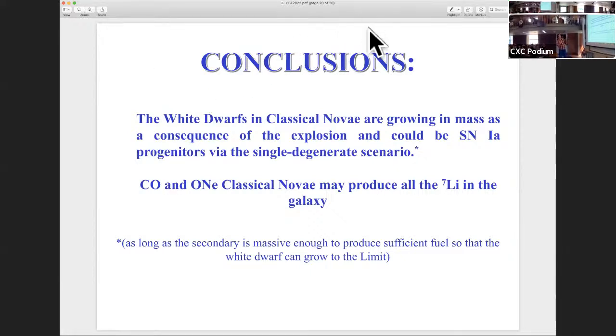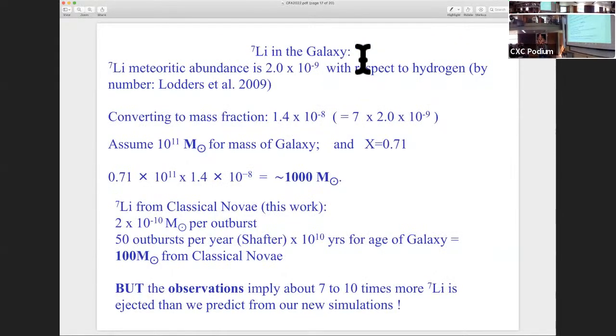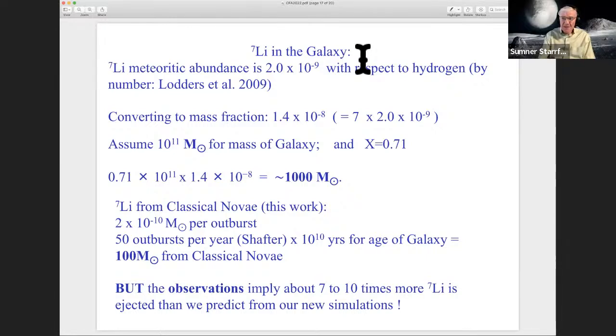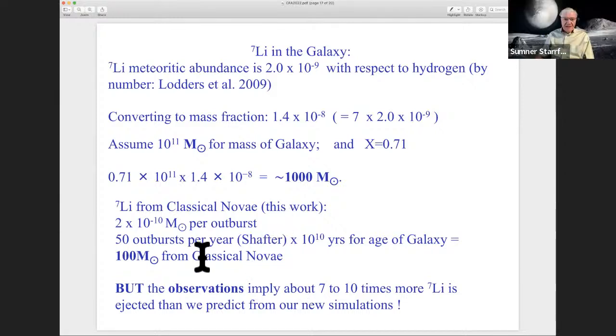The lithium-7. Can you go back to your population studies and see how the abundances compare? How close do we now get to the predictions from nucleosynthesis? We predict about 100. The observed amount based on Lauders is about 1,000. But again, the observations imply there's more lithium in novae.